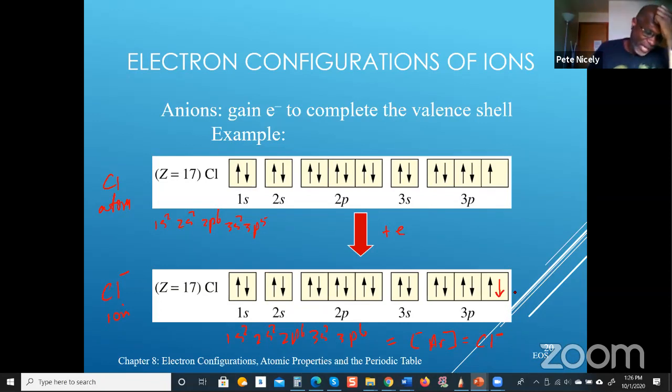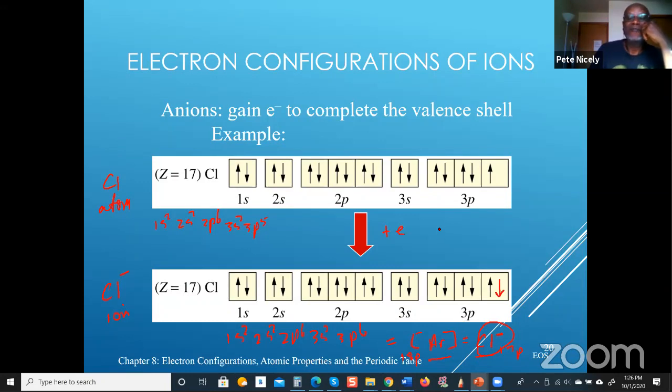Now, a very important point here is that we're not saying that chloride becomes argon, right? Because these are two different elements. We know they're two different elements because the chloride will still have 17 protons, while the argon will have 18 protons. So therefore, they're obviously not the same element. All we're saying is that the electronic configuration of the chloride ion is the same as the electron configuration of the argon atom, all right?